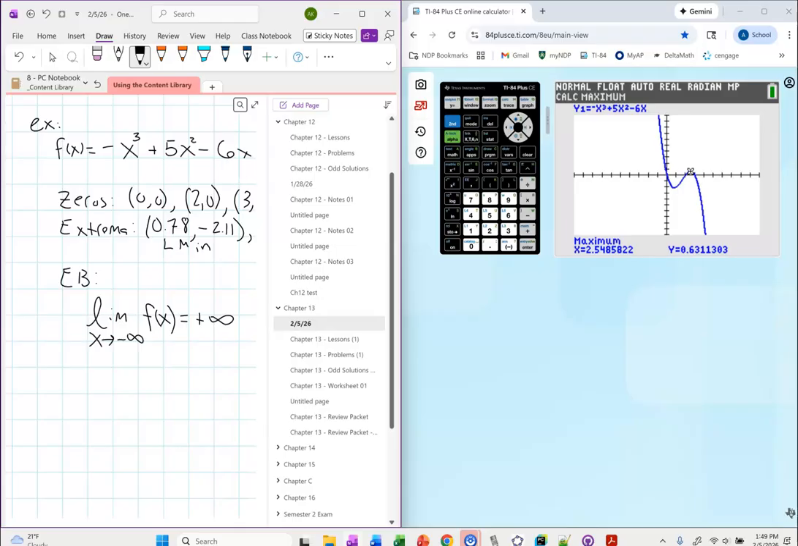Everybody feel good there? Try writing the other end behavior on your own. I'll write up the correct answer in a moment, but try writing the other end behavior on your own, and then we'll check it against my answer here in just, I don't know, 30 seconds or something, just to have a little bit of practice on doing this.